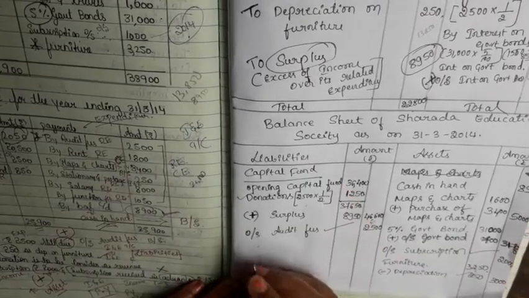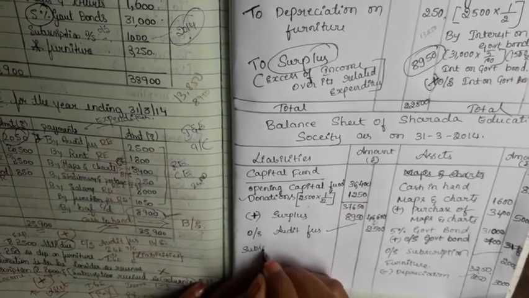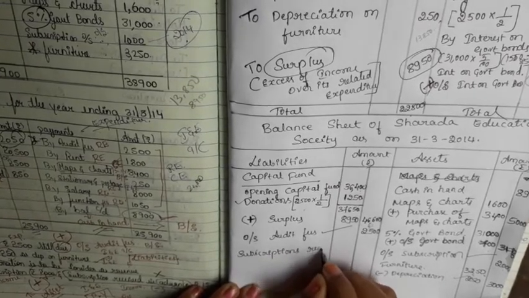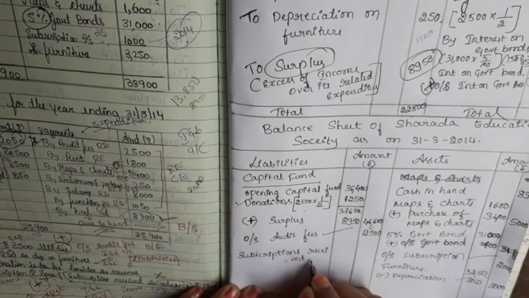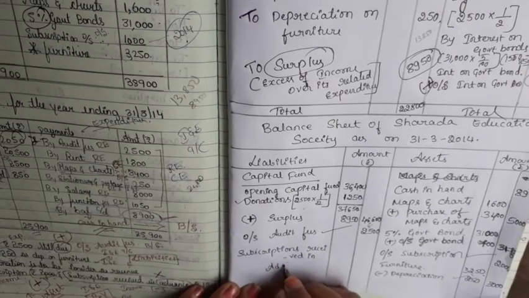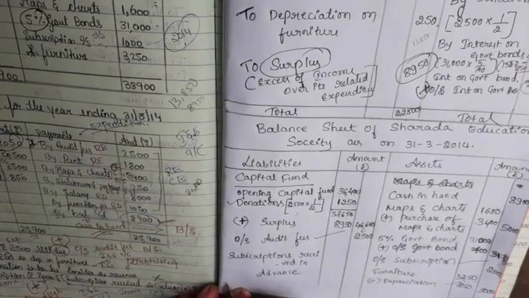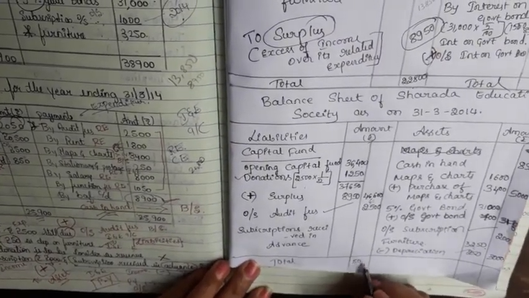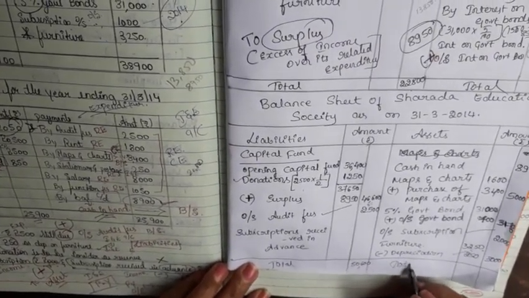So on the liability side, subscriptions received in advance. Make the total: 50,600. Total of assets 50,600.